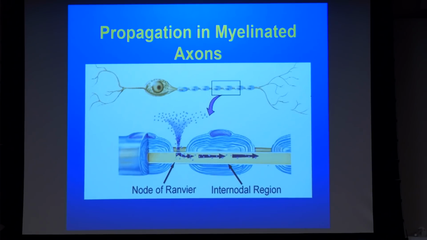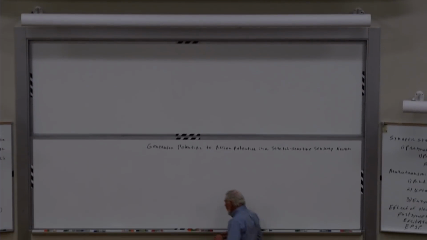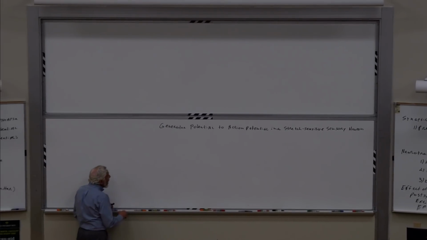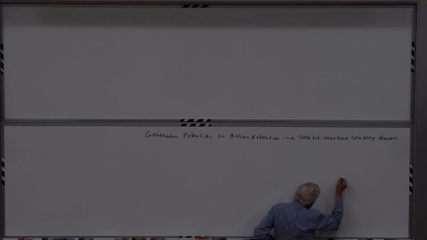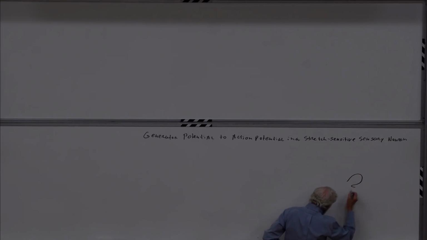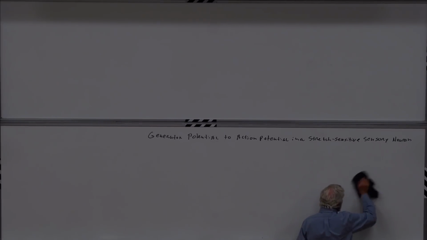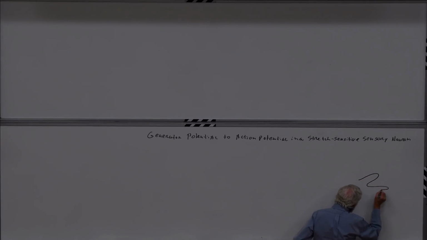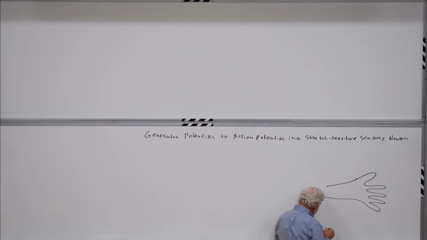Okay. On to generated potentials. So let's start out, and I'll draw a hand here, and truth of the matter is, it's even worse. The truth of the matter is there are better looking hands on the caves drawn by Neanderthals than I'm going to draw here. That's a hand.